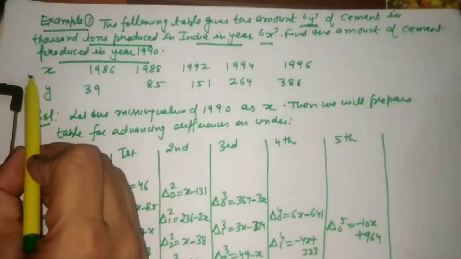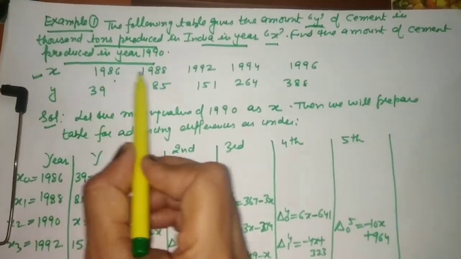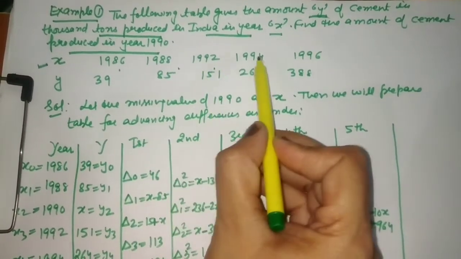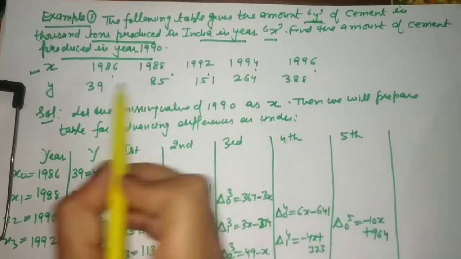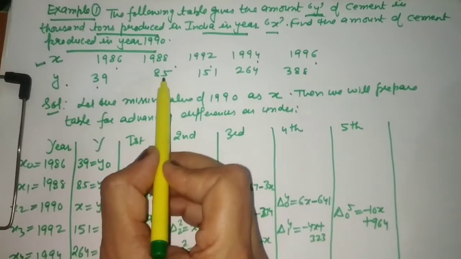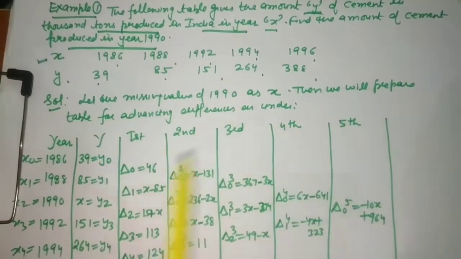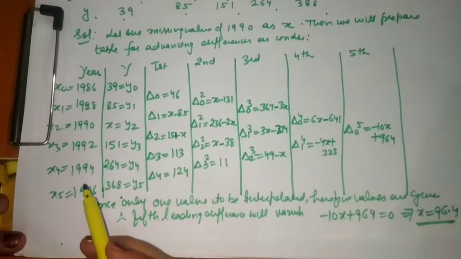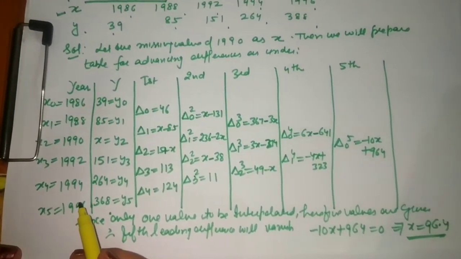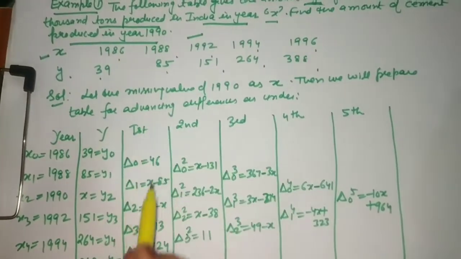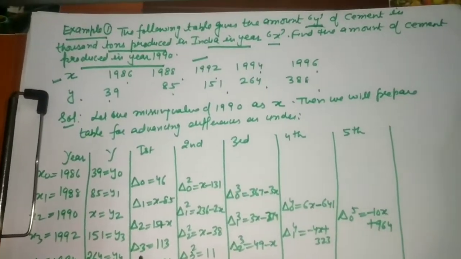So here X is given. X is 1986, 1988, 1992, 1994, 1996. And Y is given as 39, 85, 151, 264, 388. So how will the solution be? We have to calculate the amount of cement produced in the year 1990. And 1990 is not mentioned here, but we have to find the value for 1990.